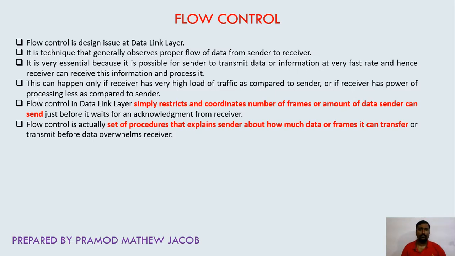For that purpose, we are using flow control mechanisms. So simply flow control in data link layer restricts and coordinates number of frames or amount of data sender can send just before it waits for an acknowledgement from receiver. Flow control is actually a set of procedures or protocols that explain sender about how much data or frames it can transfer or transmit before data overwhelms at the receiver.